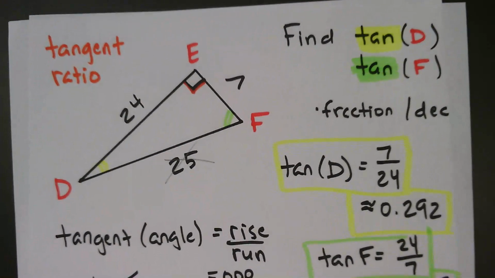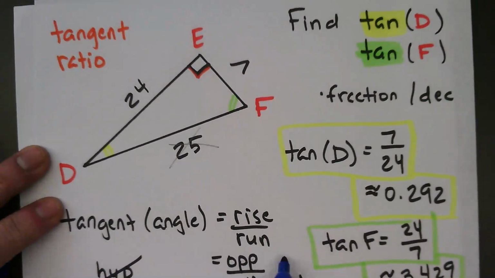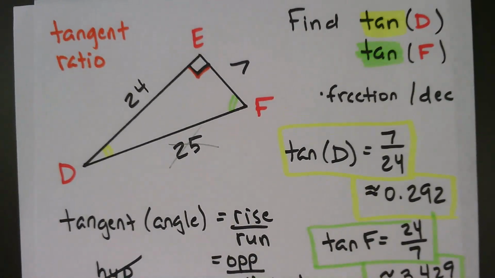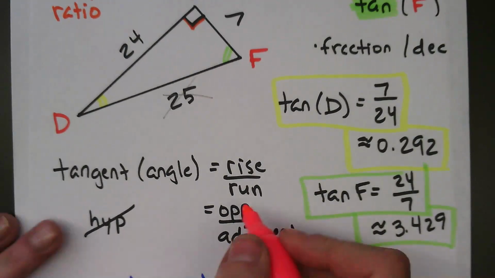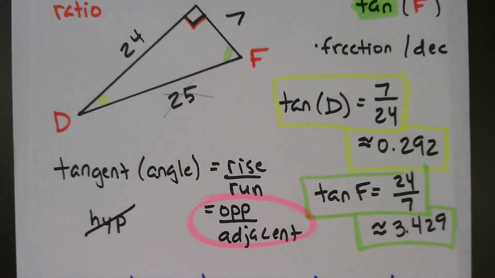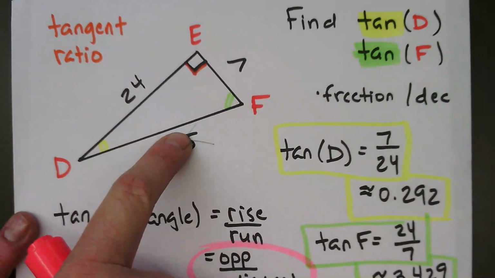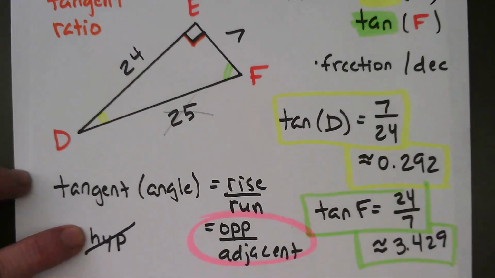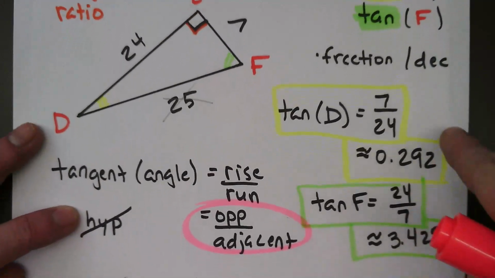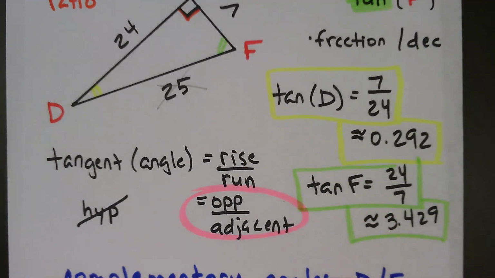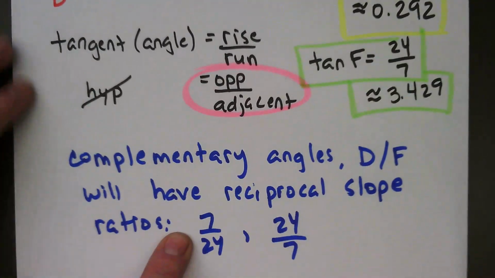This is really just knowing about what the tangent ratio is, that it is the opposite over the adjacent. So the rise over the run if you're thinking about it as a slope ratio, but we want to get to the point where we are not turning the triangle, so it's opposite over adjacent. Again, never the hypotenuse. And then we just get that ratio, and we can divide it out to get the decimal if we wanted to, or just leave it as a fraction. And this is an important piece of info too.